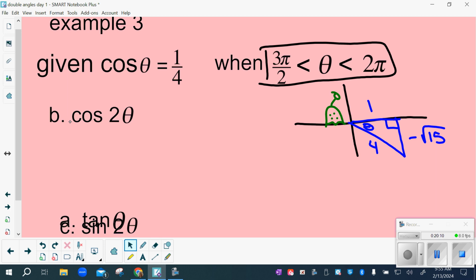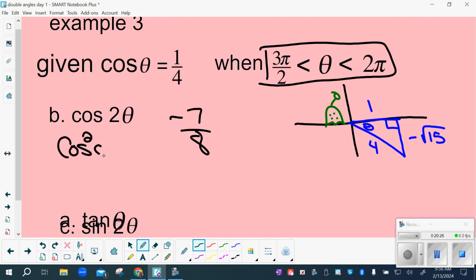Hey, here's what I got. Did you get this? Did you get that? You want me to do it? Okay, so here we go. So this one is cosine squared minus sine squared. Yay. Okay, so let's take the cosine squared.